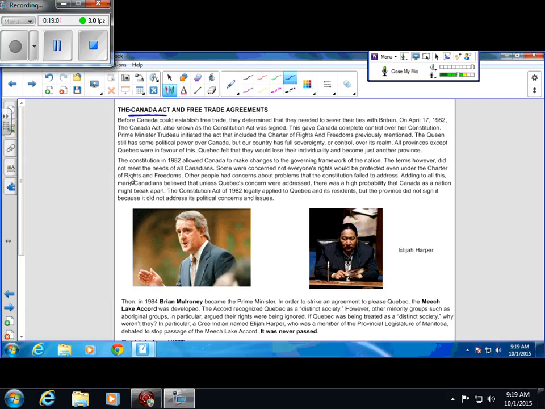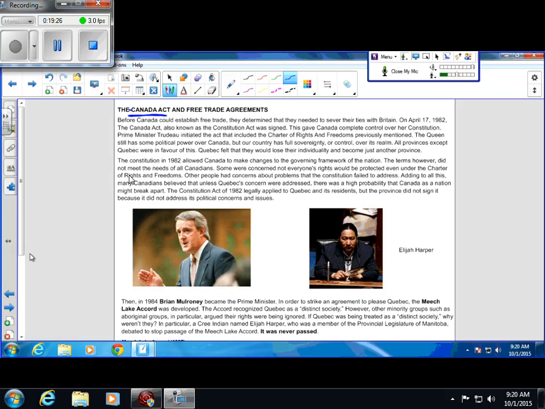Canada Act. Okay, we'll talk about that right now. The Canada Act was also known as the Constitution Act. I like the name Constitution Act better, but since the textbook and all your lessons refer to it as the Canada Act, I'm going to refer to it as the Canada Act. Again, it's also known as the Constitution Act.